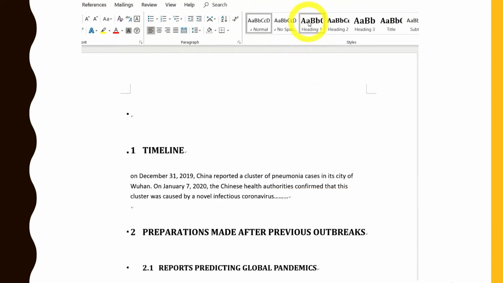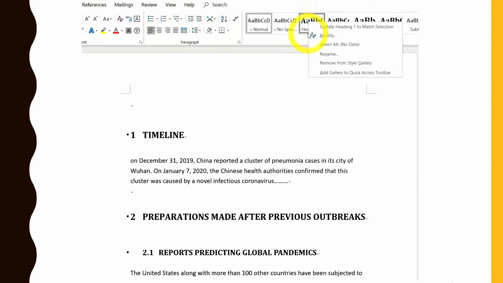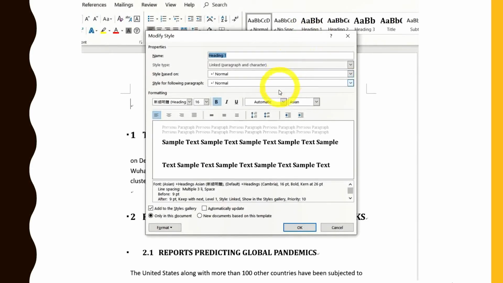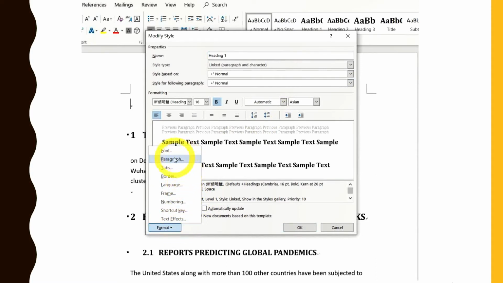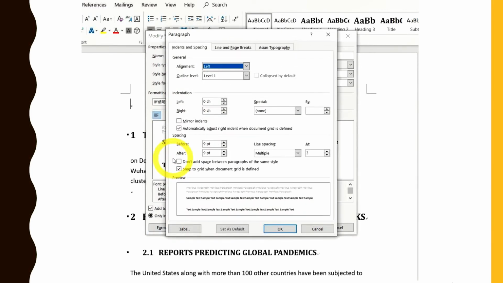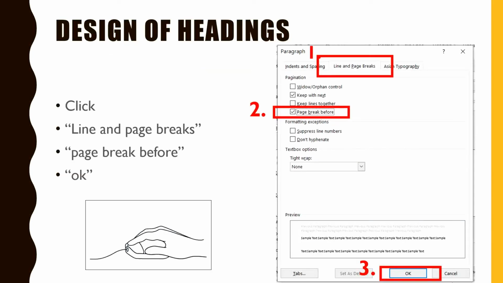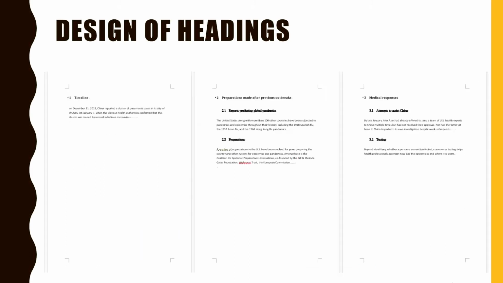You right-click heading 1 and left-click Modify. And click Format and then click Paragraph. Okay, now you stop on this window. So you first click Line and Page Breaks and second click Page Break Before and click OK. And you will see your paragraph broke like this.